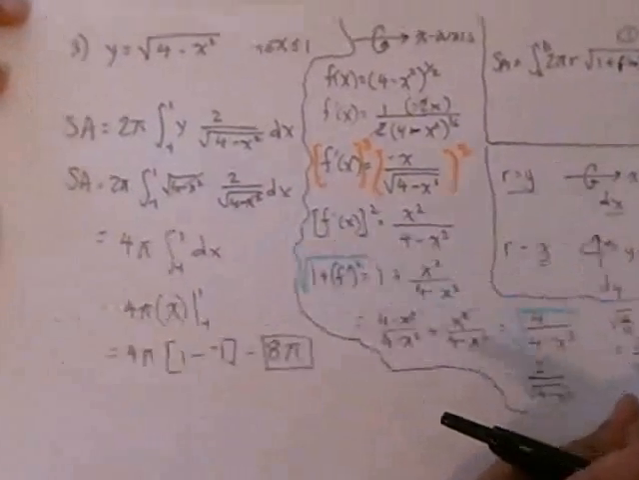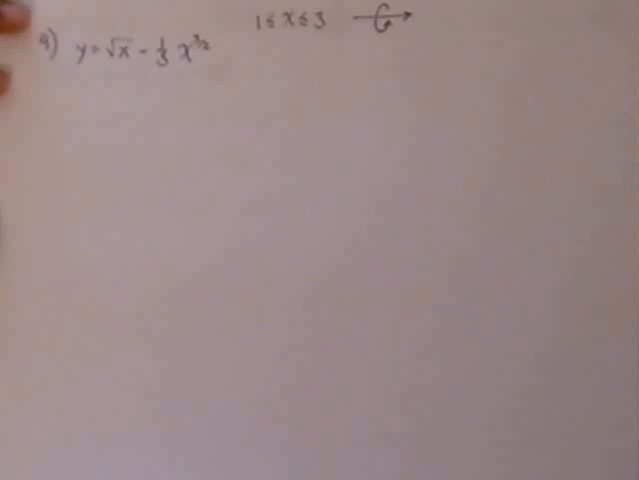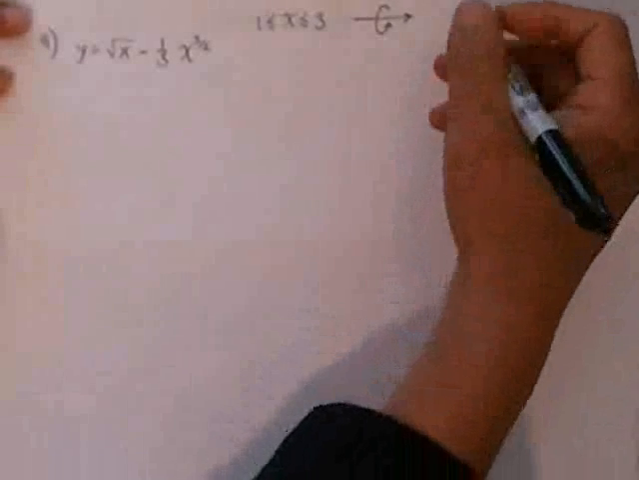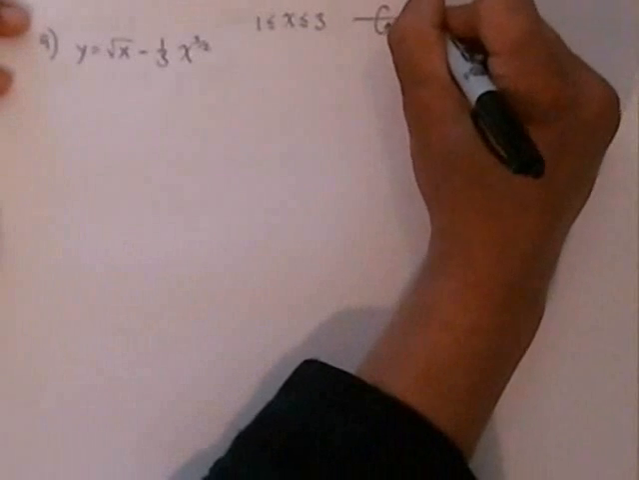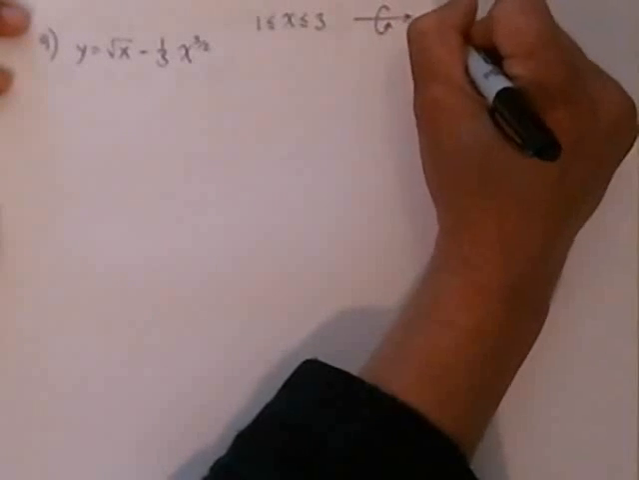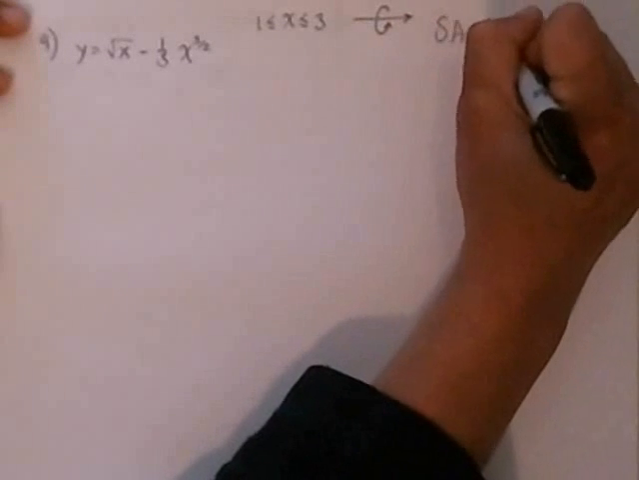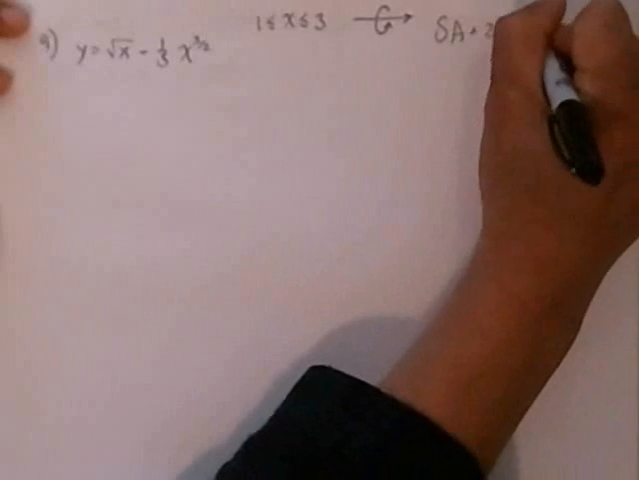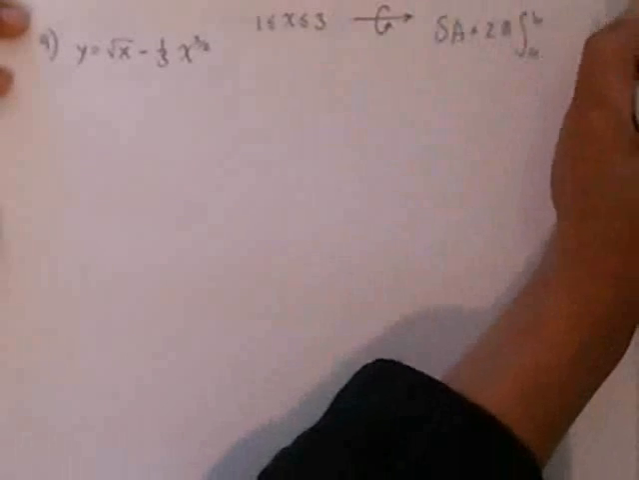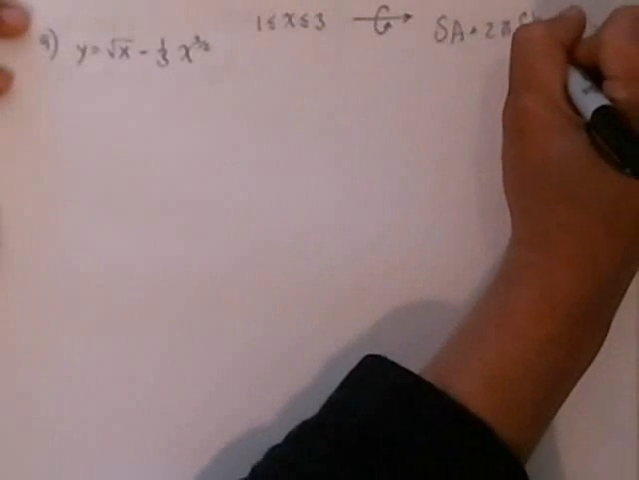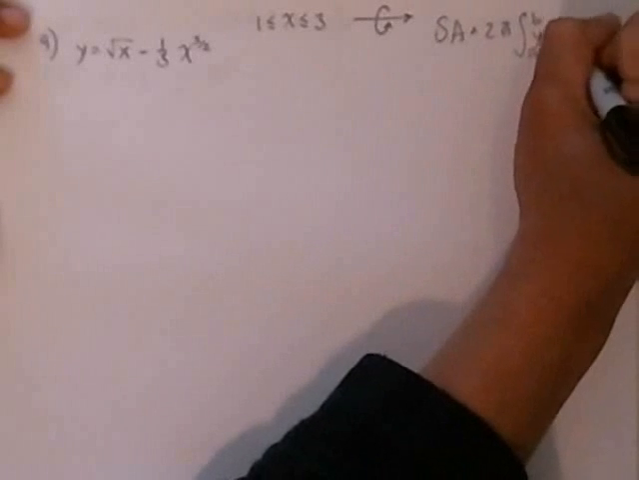So let's look at the next problem. 7 minutes has elapsed, we have a little bit of time. Let's write it again. The surface area is equal to 2 pi integral from a to b. Since we're revolving around the x-axis, it's going to be dx times y square root of 1 plus f prime squared.